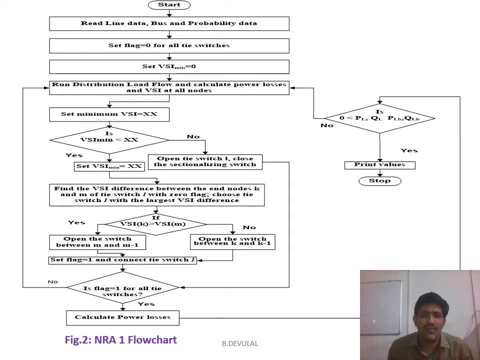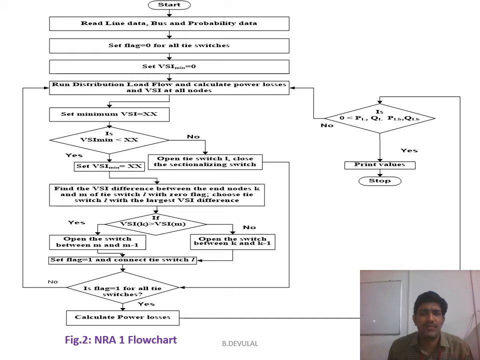Then find the VSI difference between K and M of the tie switches, then set the flag equal to 0 and do the iteration and find the voltage difference. If yes, VSI K is greater than VSI M, where VSI K is the starting point of the tie switch and VSI M is the ending of the tie switch. If no, then open the tie switch between K and K minus 1, and if yes, open the switch between M and M minus 1.